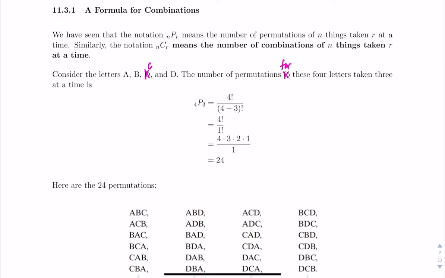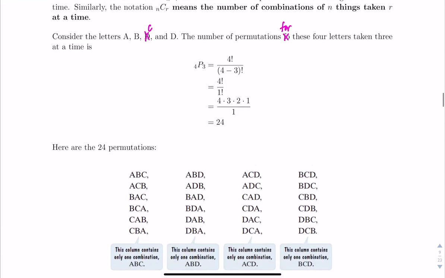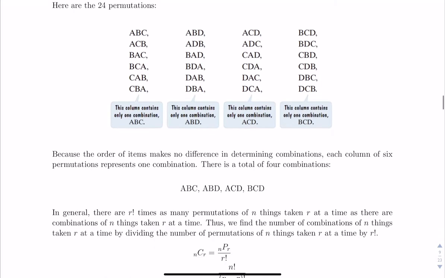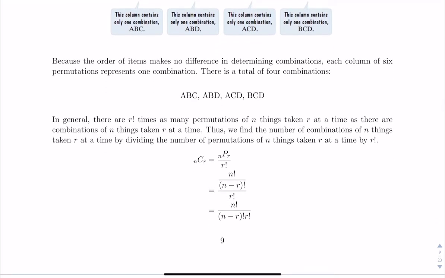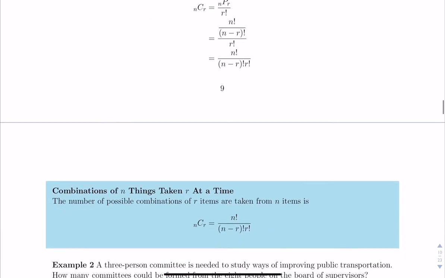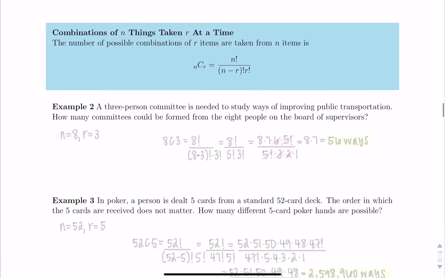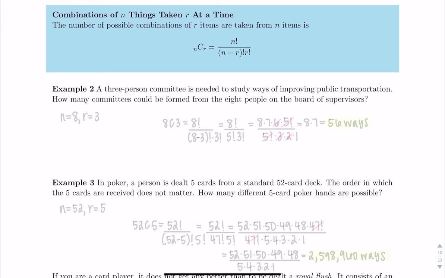Now, because the order of items makes no difference in determining combinations, each column of 6 permutations represents one combination, which is ABC, ABD, ACD, and BCD. So in general, there are r factorial times as many permutations of n things taken r at a time as there are combinations of n things taken r at a time. So our formula for combinations is n factorial over n minus r factorial times r factorial. It's very similar to the permutation one, but we just add on that r factorial on the bottom.